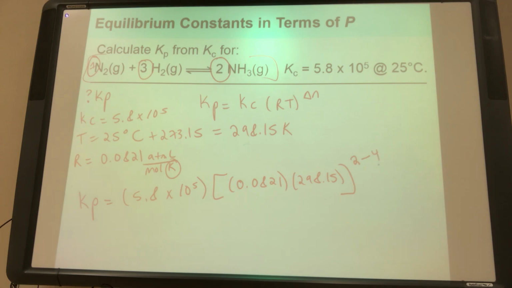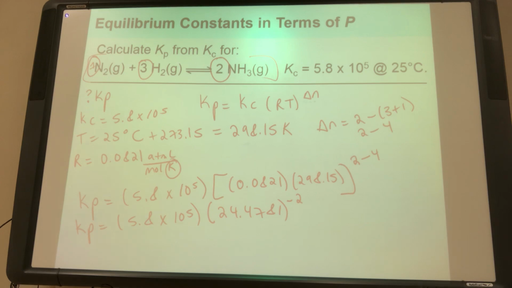All right, so let's simplify things. And here I'll write out the delta N in case you're confused. 2 minus 3 plus 1, so 2 minus 4. All right, let's simplify. So first, we want to simplify my R times my T. So R times T is 24.4781, and then 2 minus 4 is a negative 2. It's okay, we can get a negative.